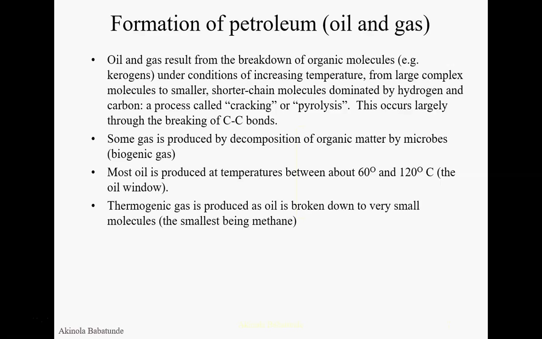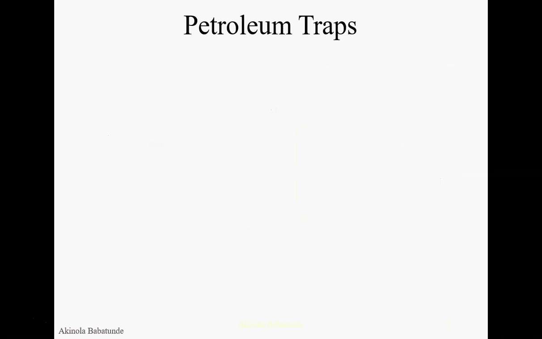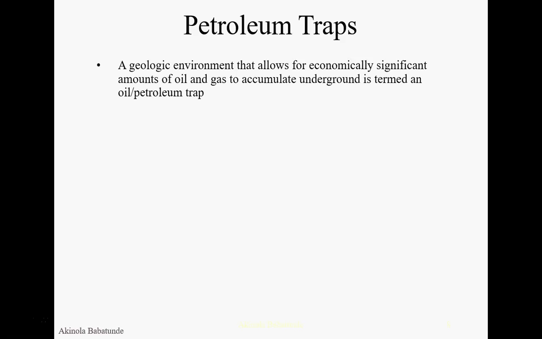Thermogenic gas is produced as oil is broken down to very small molecules. The smallest molecule is referred to as methane. So when we say oil window, you can see that we have the lower limit and then we have the upper limit. Below the lower limit, organics remain largely unaltered, and above the upper limit, thermal cracking transforms the petroleum into natural gas. Now there is an important term called petroleum traps, and let's quickly delve into that.